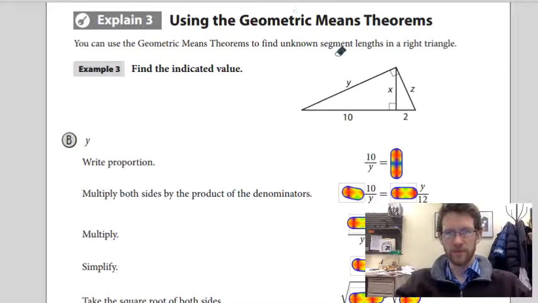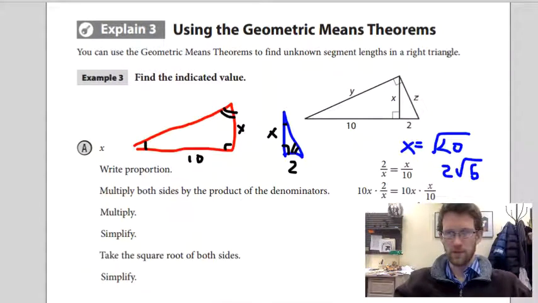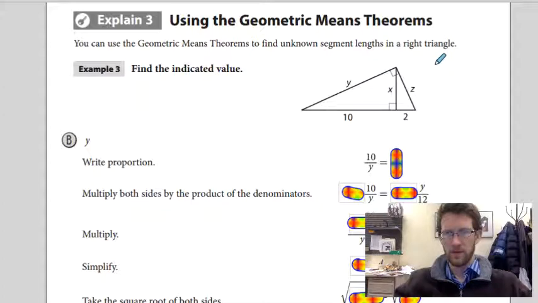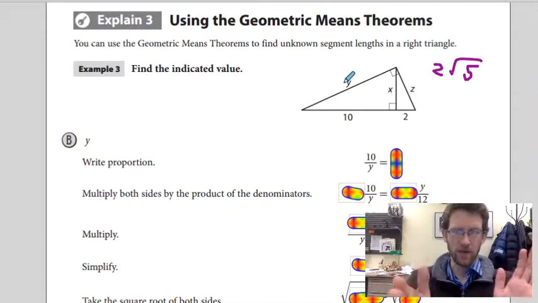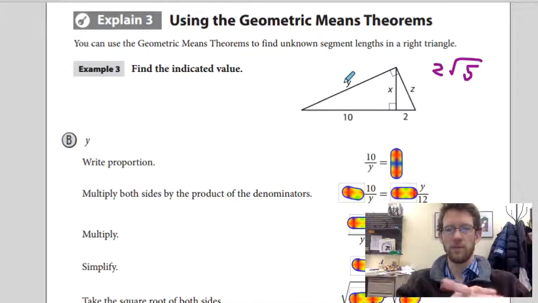So let's try this one. What is x? We figured out x, so we know x. The cool thing is, if we know x is 2 square root 5, we could figure out y using the Pythagorean theorem. We could also figure out z using the Pythagorean theorem. But let's show it without using the Pythagorean theorem.